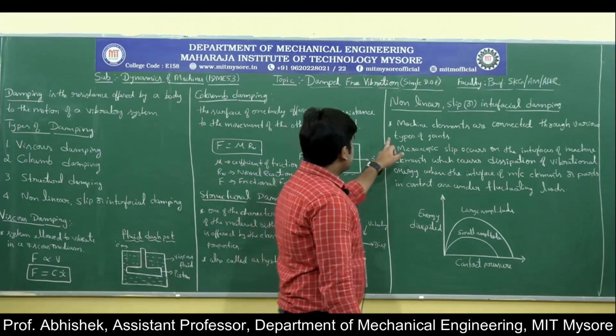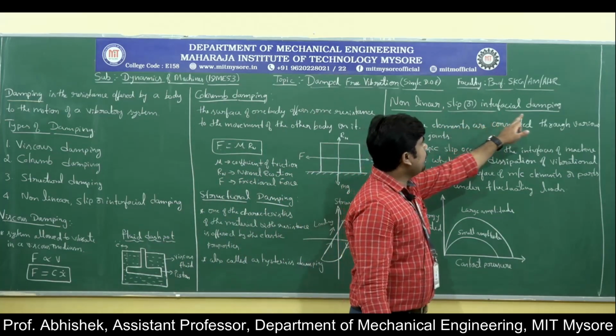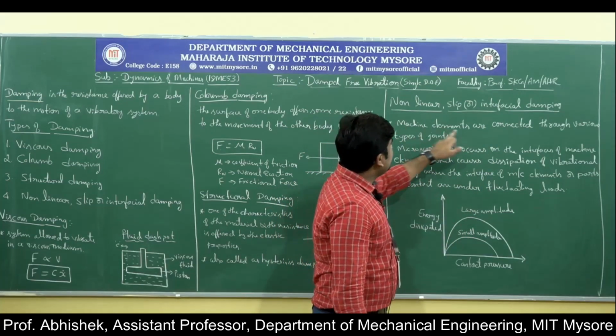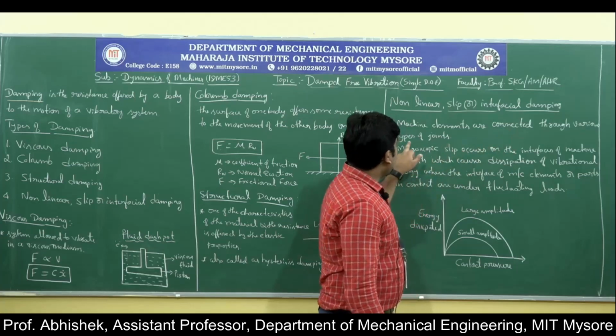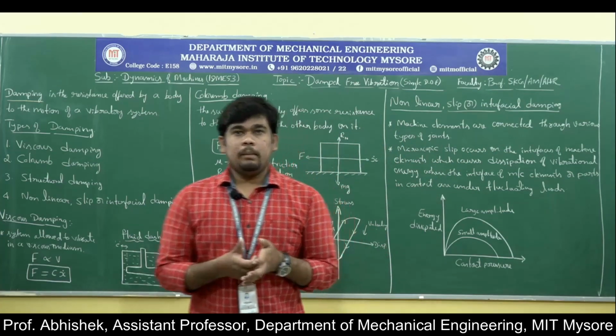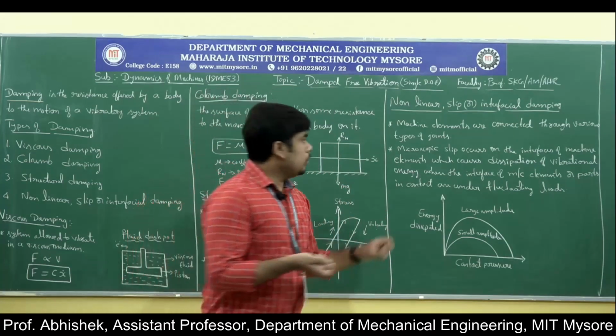Now move on to the last type, that is non-linear slip or interfacial damping. According to this, machine elements are connected through various types of joints. Obviously, when you look at machine elements or machine parts, they will be connected by different joints, right?